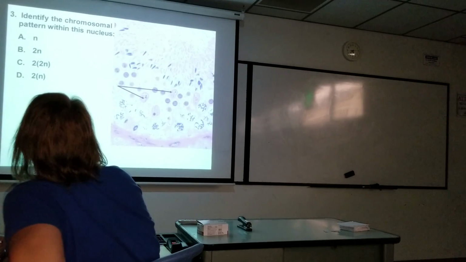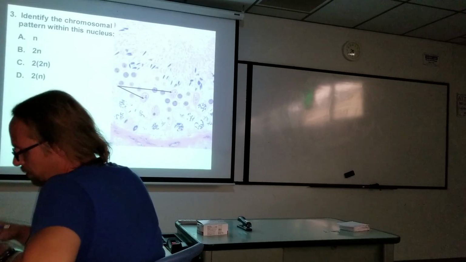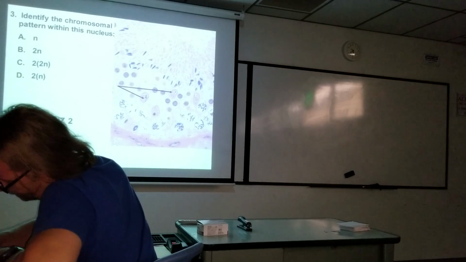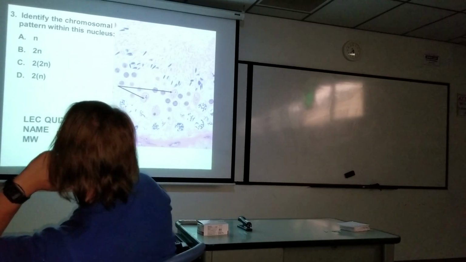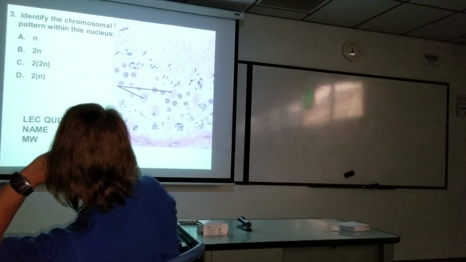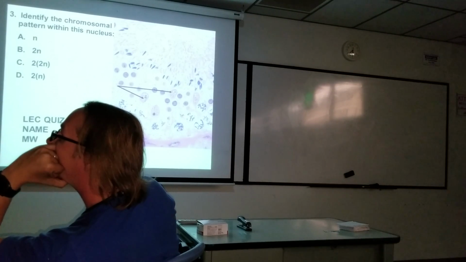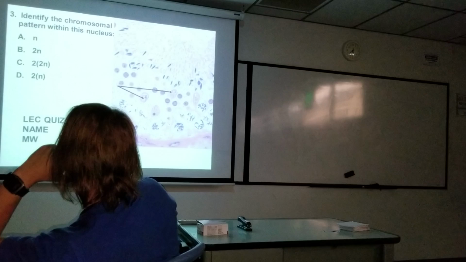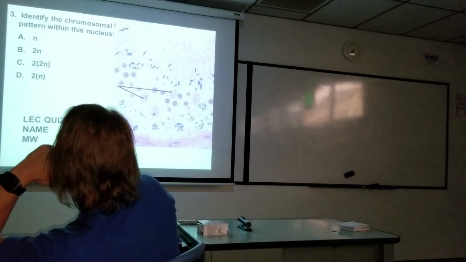It wouldn't be S1 because it's closer. Oh wait, no, I think it's 2N. No, because S1, you see how it's almost white? So it would be just 2N, a regular diploid cell.